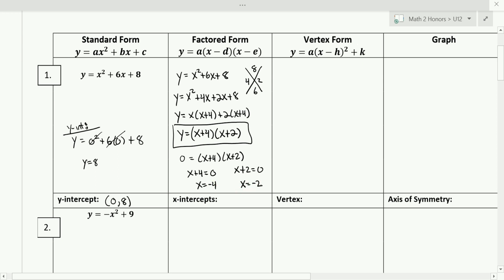X-intercepts are points. They have x coordinates and y coordinates. So one of the points is going to be (-4, 0), because y is 0. And the second point is going to be (-2, 0). All right, so now we already have three points for this graph.